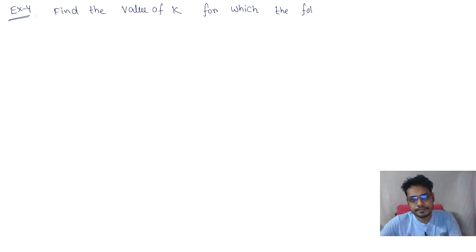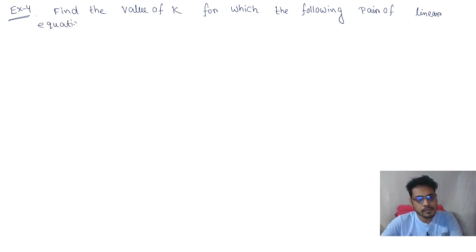Now example number 4. Find the value of k for which the following pair of linear equations has infinitely many solutions.